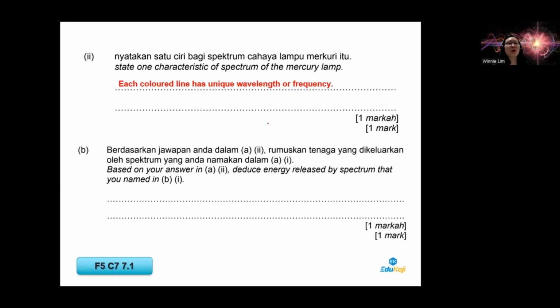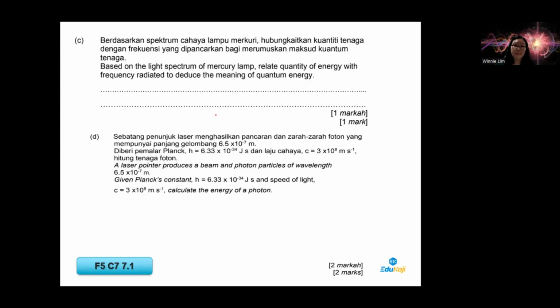Actually in quantum physics, everything is about the energy being in a discrete form, right? So the line spectrum can have unique frequency or wavelength because the energy is also in a discrete form. So the energy emitted by the radiation of the light spectrum is in a discrete form. You can say like that. So based on the light spectrum of a mercury lamp, relate the quantity of energy with frequency radiated to deduce the meaning of quantum energy. So they want you to give the relationship.